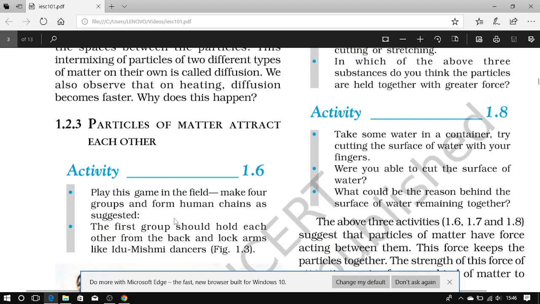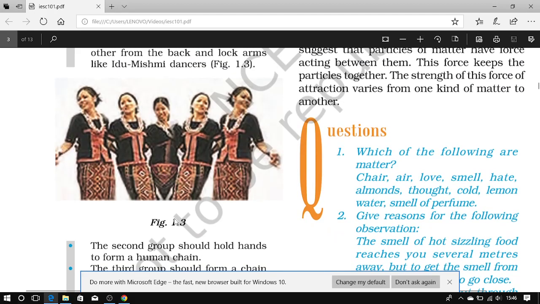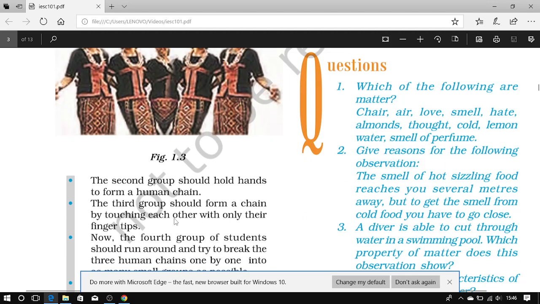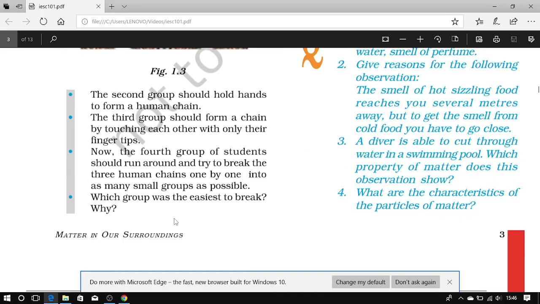Particles of matter attract each other. Play this game in the field. Make four groups and form human chains as suggested. The first group should hold each other from the back and lock arms like in a dance. Show this picture. The second group should hold hands to form a human chain. The third group should form a chain by touching each other with only their fingertips. Now the fourth group of students should run around and try to break the three human chains one by one into as many small groups as possible.